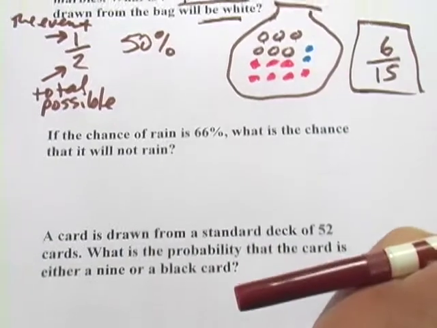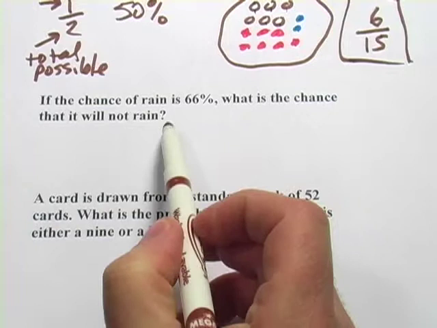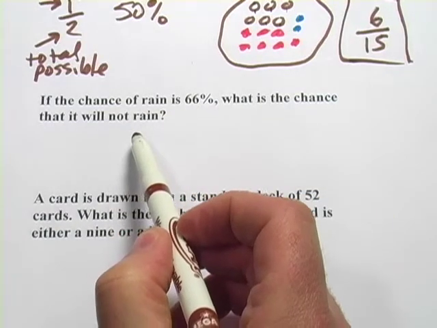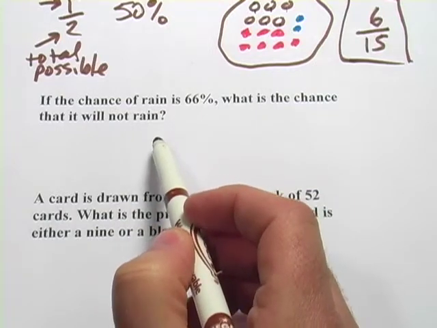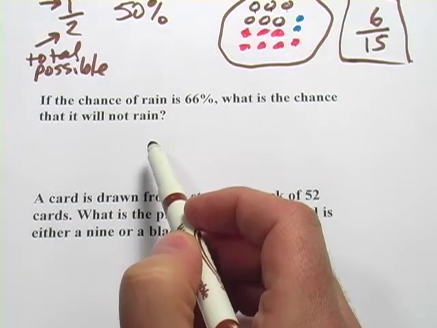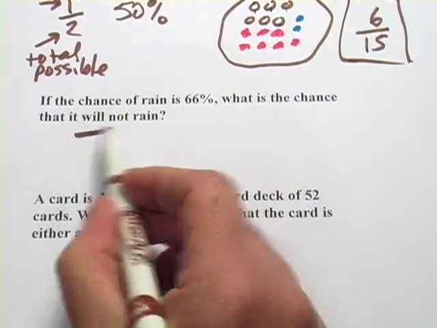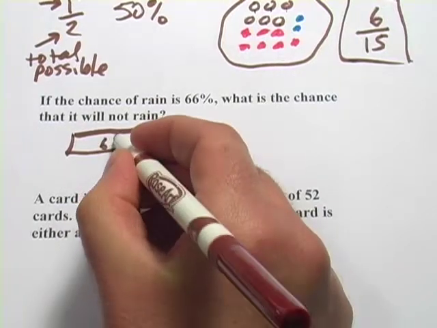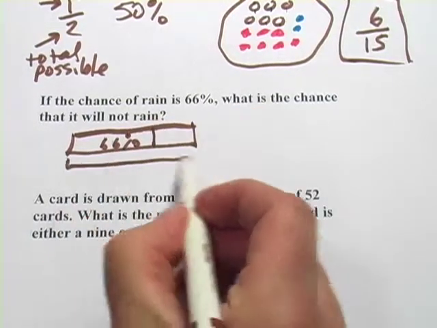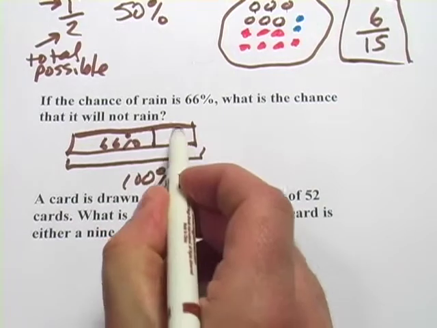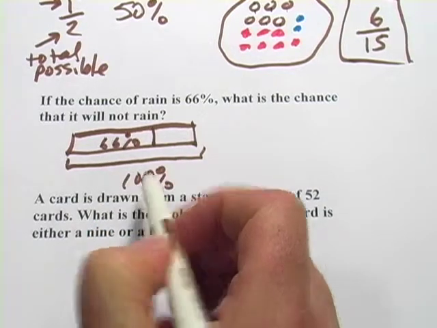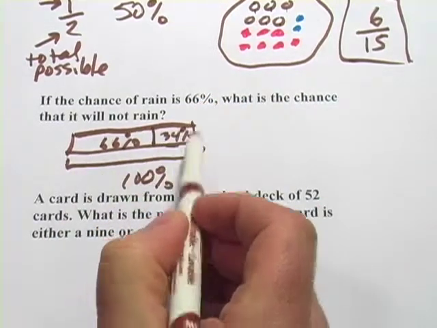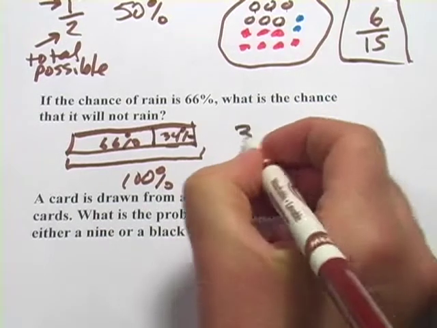Let's look at one that involves percents. This one says, if the chance of rain is 66%, what is the chance that it will not rain? Now those two things, raining and not raining, those are the only possibilities. It's either raining or it's not. So they would add up to the whole 100%. So if I have 66% chance that it's going to rain here, and my whole is 100%, I just have to subtract 66 from 100, and I get 34. So this is the chance it'll rain, this is the chance it won't rain. So 34%.